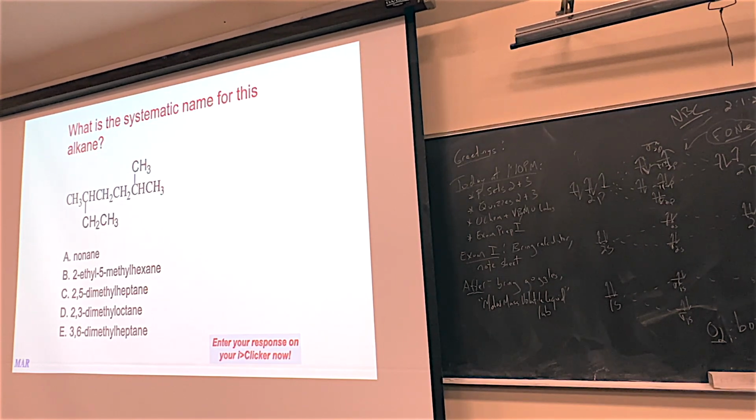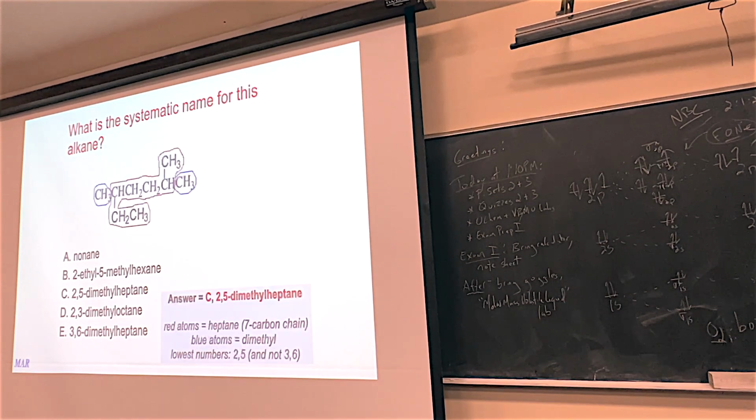If you start on this side, 1, 2, 3, 4, 5, 6, 7. Notice that the 2 and the 5, if you count this way, are both dimethyls. 2,5 is smaller numbers than 3,6. So this one is best called 2,5-dimethylheptane. The longest chain of carbon atoms is 7. There are 2 methyls not part of it. Notice I gave this methyl instead of that one, and that's fine.